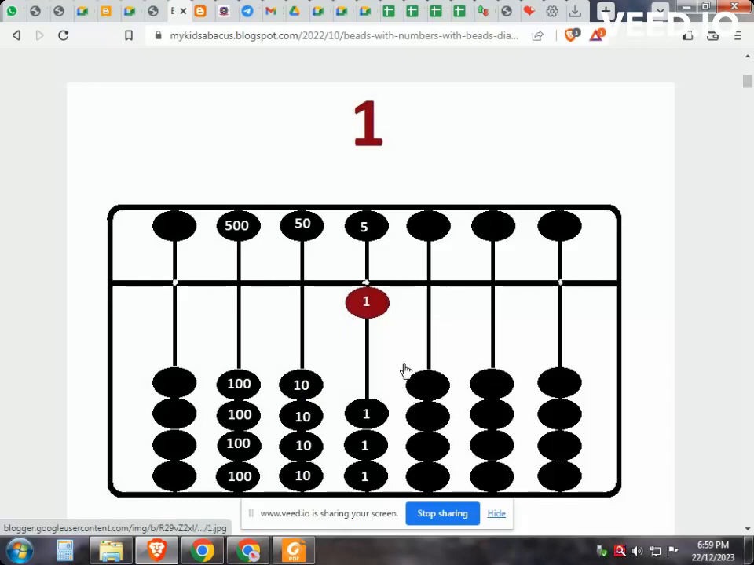Suppose I want to add 1, then in units place we have to take 1 lower bit to upside, means we have to touch the 1 lower bit to this middle bar, then we consider we added the 1 on abacus tool. We added 1 like this on abacus tool.